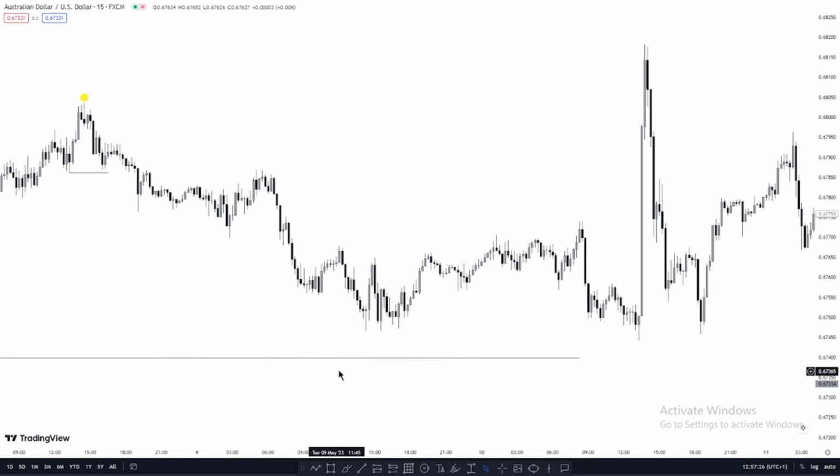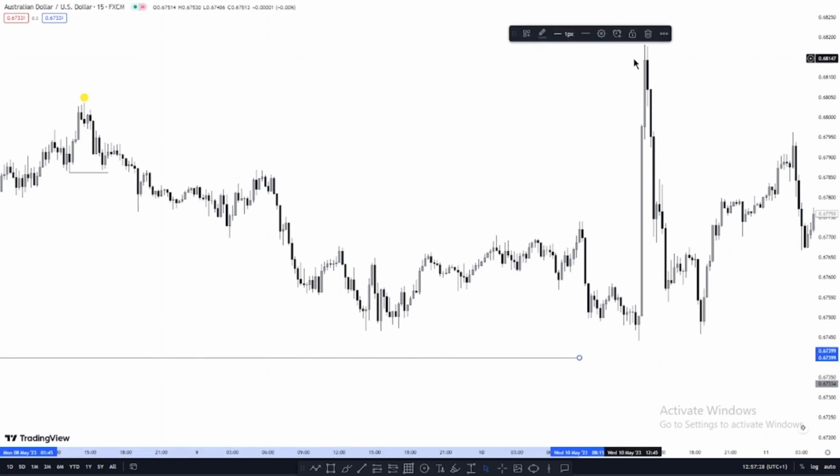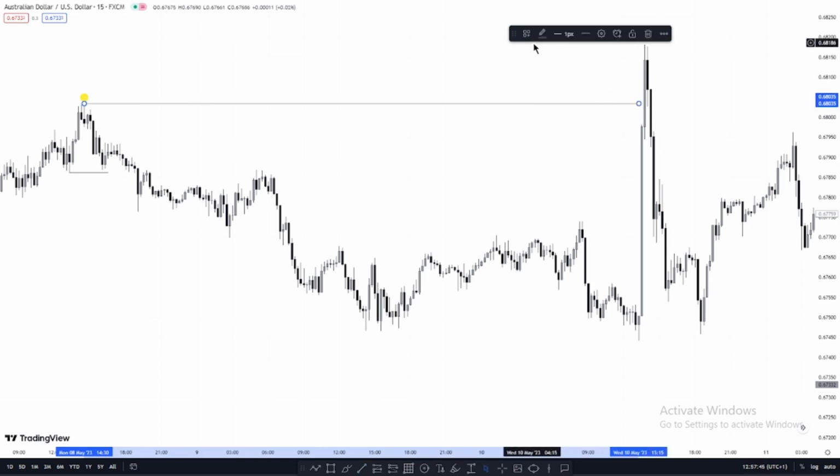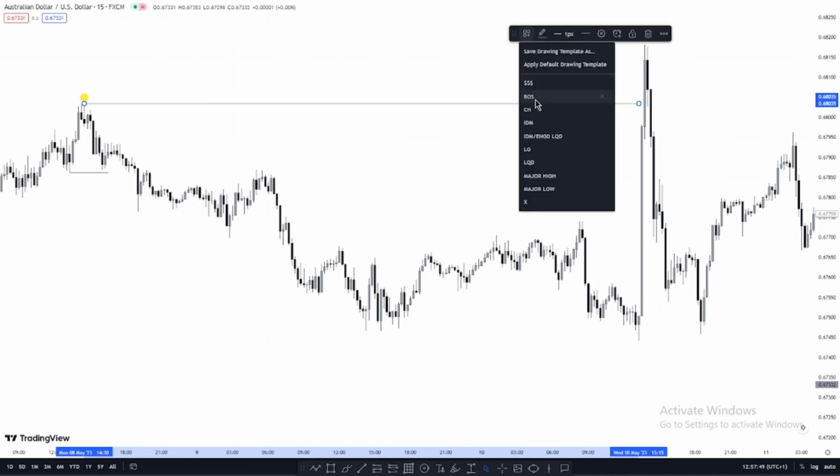I just wanted to show you this line. So let's take that one out. Price printed this low and then went higher. I think it was news that triggered this, and it went up to take out this major structure high here with a candle body close, and that becomes your choch. I mean, that becomes your BOS.